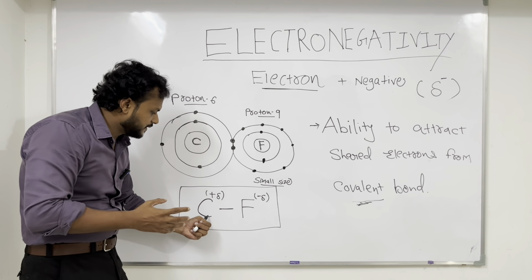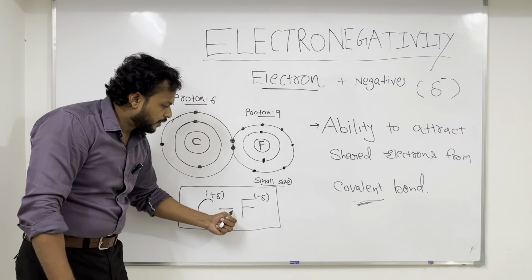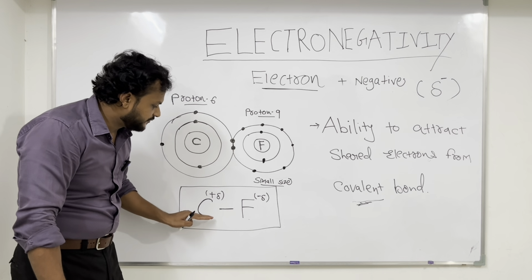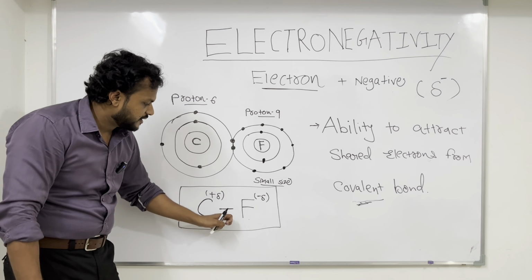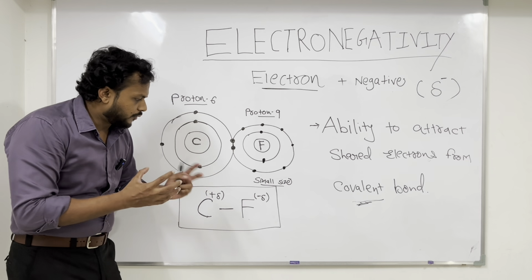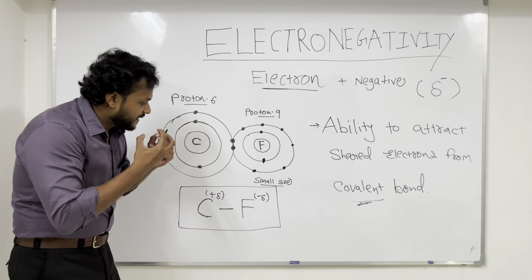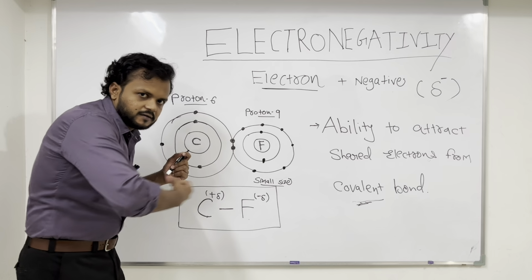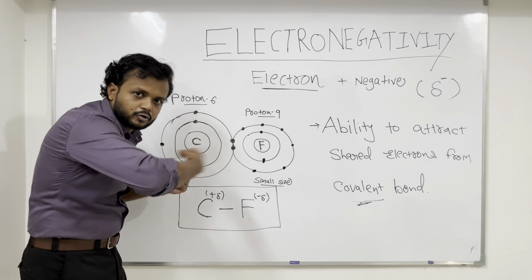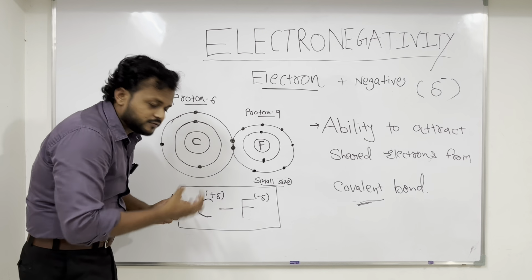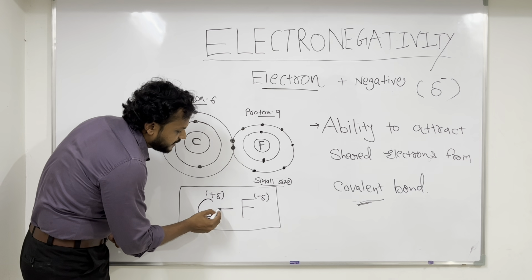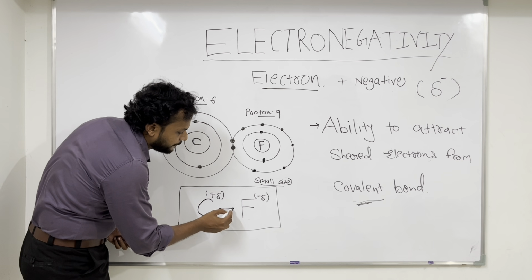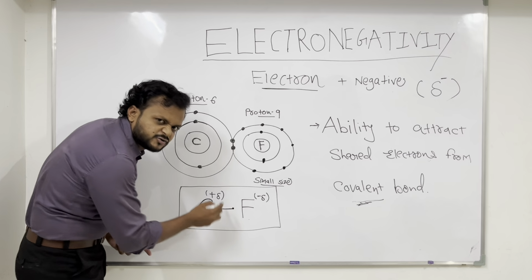And that example is carbon bond fluorine. The bond between carbon and fluorine, which is a covalent bond. Now, what is electronegativity? The ability to attract or pull electrons. Which electrons? Shared electrons. The shared electrons from a covalent bond, that is electronegativity.